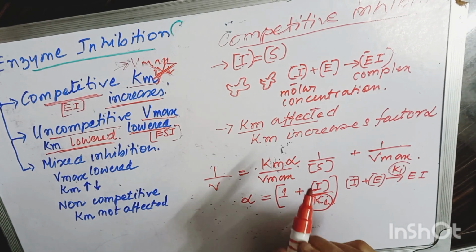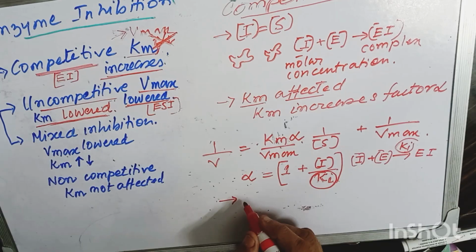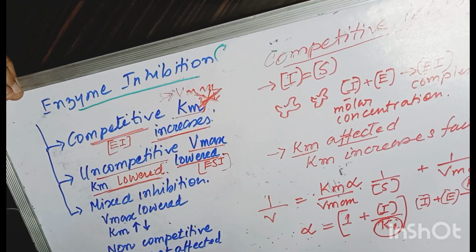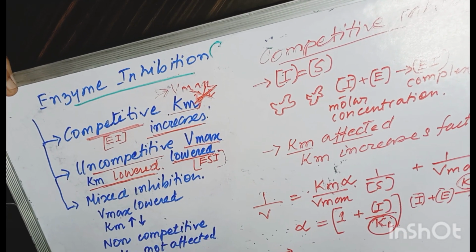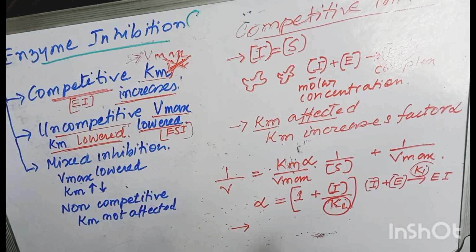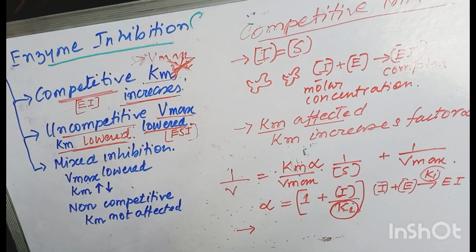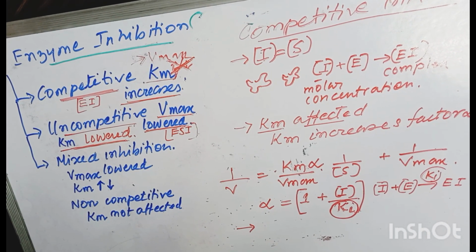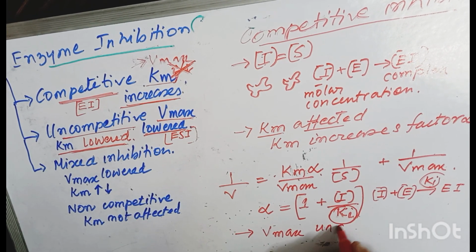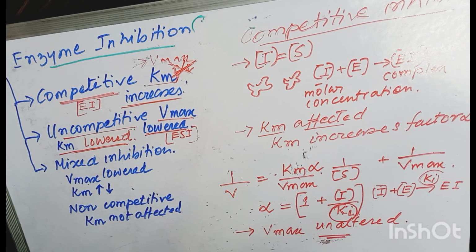Another point: it will not affect the Vmax. The competitive inhibitor will not affect the Vmax because when Vmax is reached, it is at very high substrate concentration, and at that concentration the inhibitor is simply outweighed. The substrates are still much more in number, so they get the inhibitor out of the way and bind to the enzyme. So the Vmax remains unaltered. These are the properties of competitive inhibition.